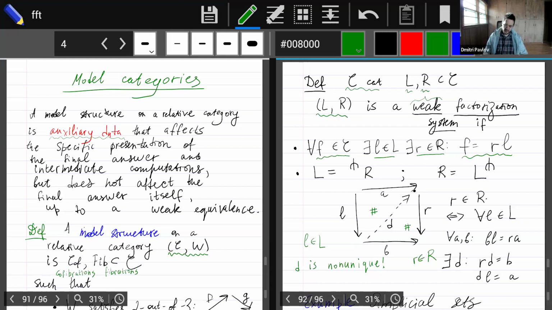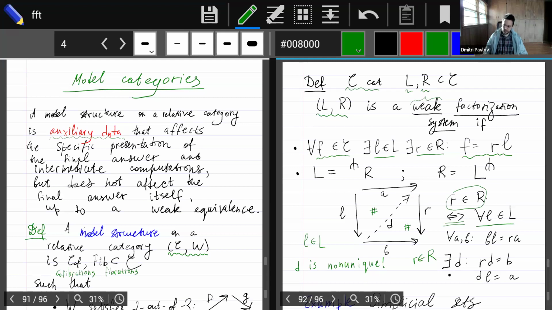But in our case, we demand even a bit more. Not only do we demand that every pair of morphisms from L and R has this property, but we also demand that L and R are determined by the lifting property. And what I mean by this, for example, is that a morphism belongs to R if and only if it has a lifting property with respect to all elements of capital L.